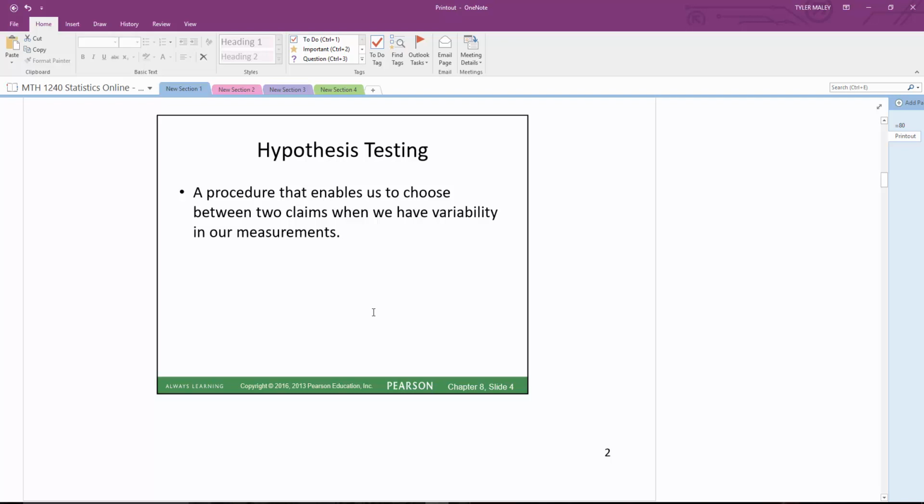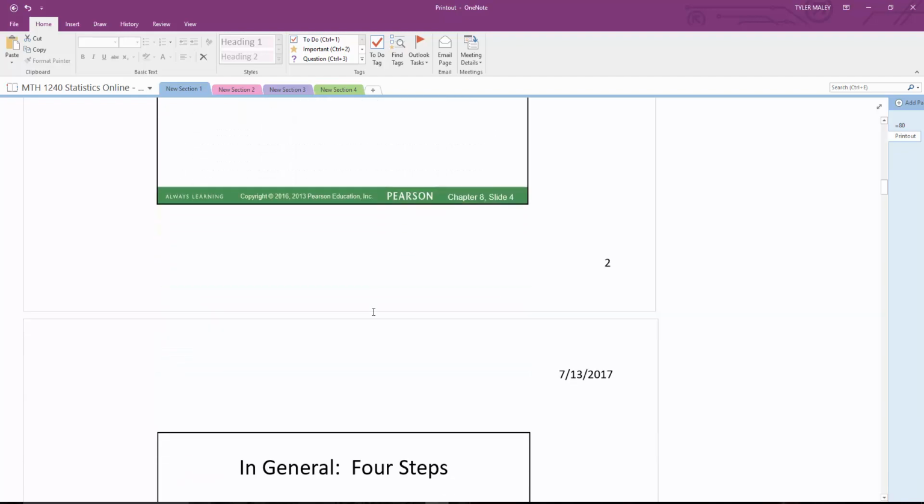So hypothesis testing here is a procedure that enables us to choose between two claims when we have variability in our measurements, right? So the two claims we call the null hypothesis and the alternative hypothesis, right?